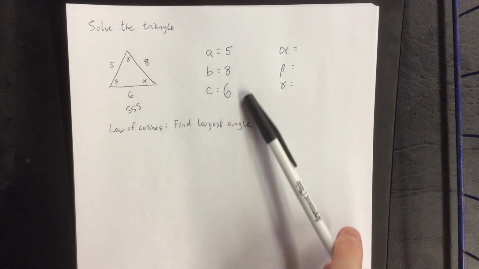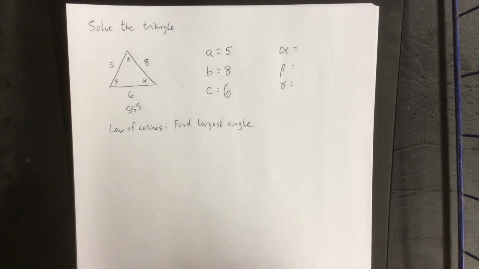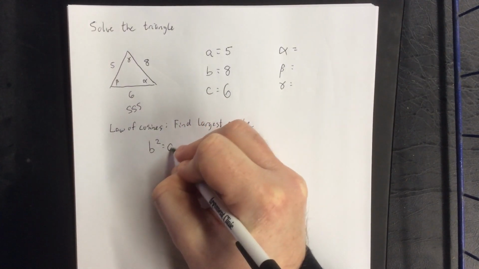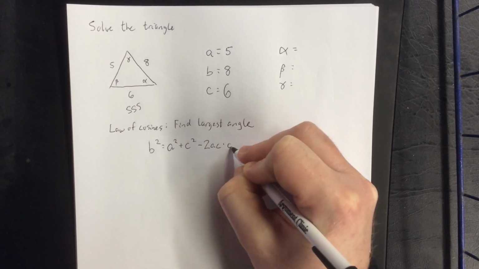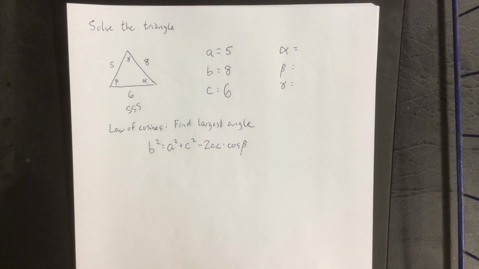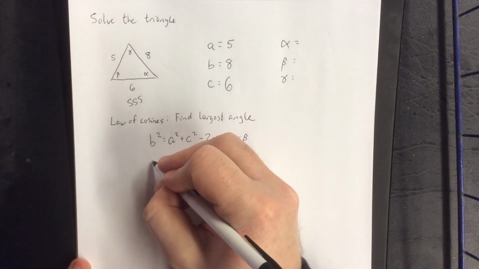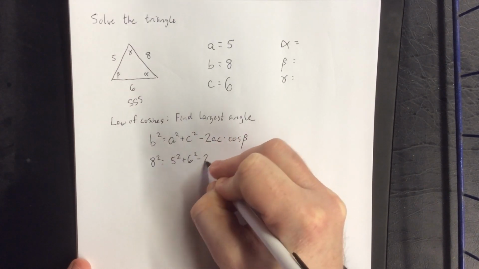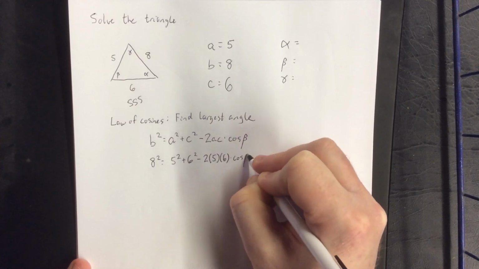Now, based on the structure of the three sides that I see here, biggest angle is going to be corresponding to the biggest side. That'll be b equals 8. So I'm going to use the version of the law of cosines where we can solve for beta. So that'll be b squared is equal to a squared plus c squared minus 2ac times the cosine of beta. Let's go ahead and plug everything in. So 8 squared is equal to 5 squared plus 6 squared minus 2 times 5 times 6 times the cosine of beta.